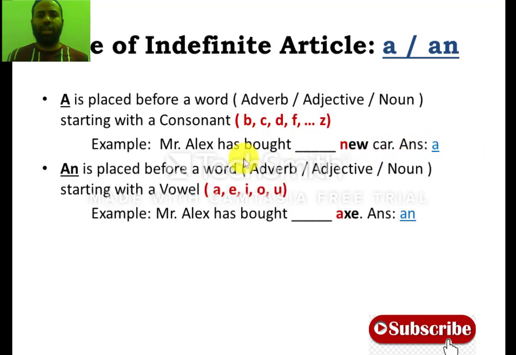Now look at the second option. An is placed before a word starting with a vowel: A, E, I, O, U. For example, Mr. Alex has bought blank ex. Look at the word ex. The first letter here is a vowel. That is why you have to use here an. Okay, hope you understand, right?